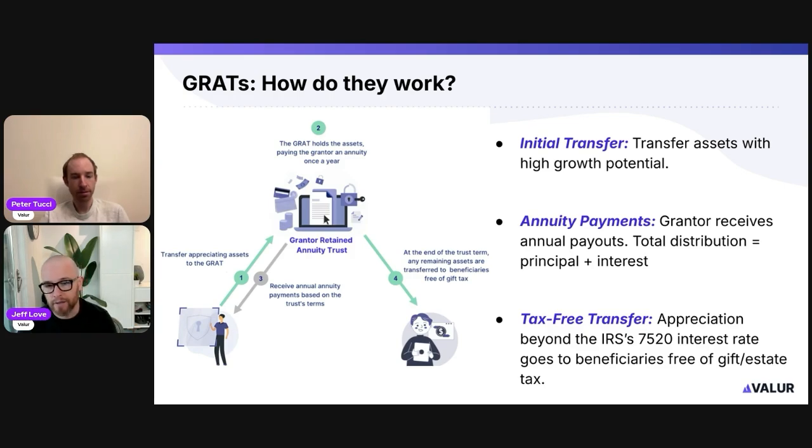Peter, anything you want to add to the mechanics there? Yeah, I think that's right. So the basic thing is, if you have an asset that is going to appreciate at a significant rate, or you think might appreciate at a significant rate, you can really transfer just a tremendous amount to your children or whoever the beneficiaries are, free of gift tax. So, if you'd done a GRAT and funded it with Nvidia stock 2 years ago, the vast majority of that would have transferred to your children at the end of the 2-year term.